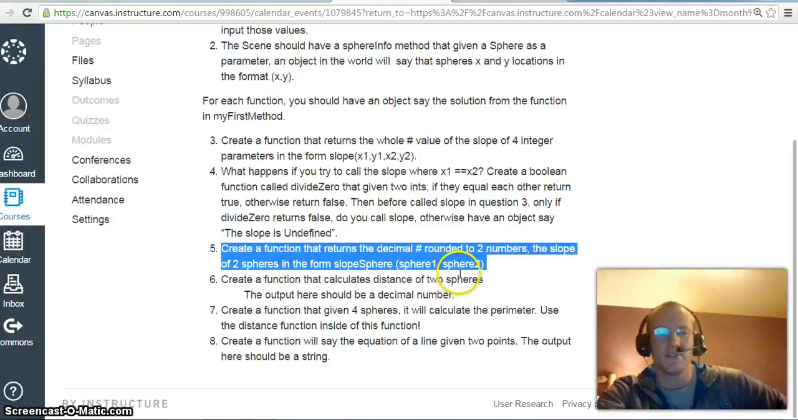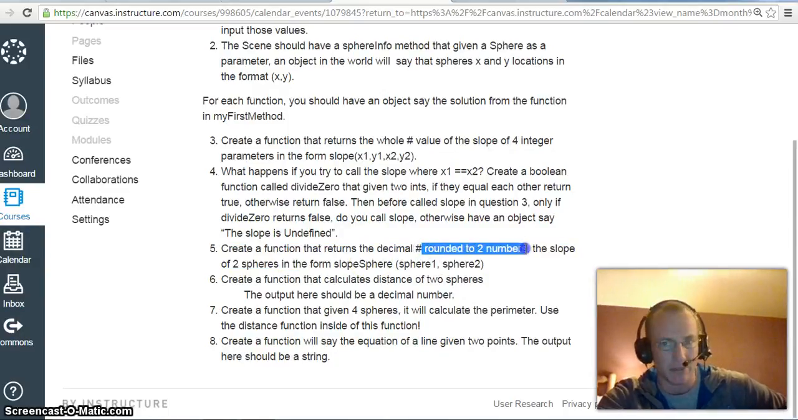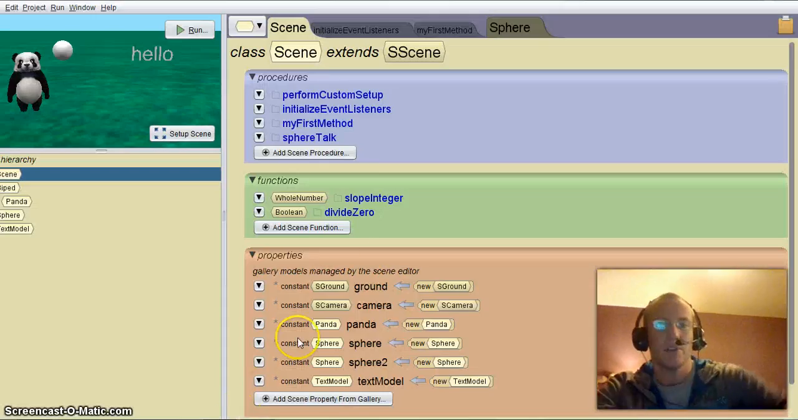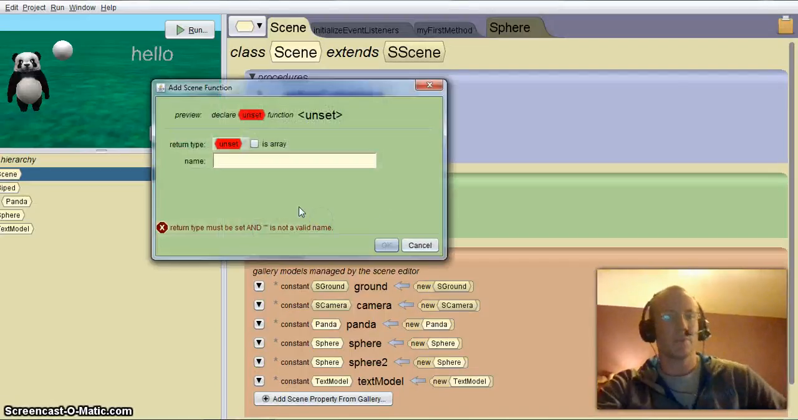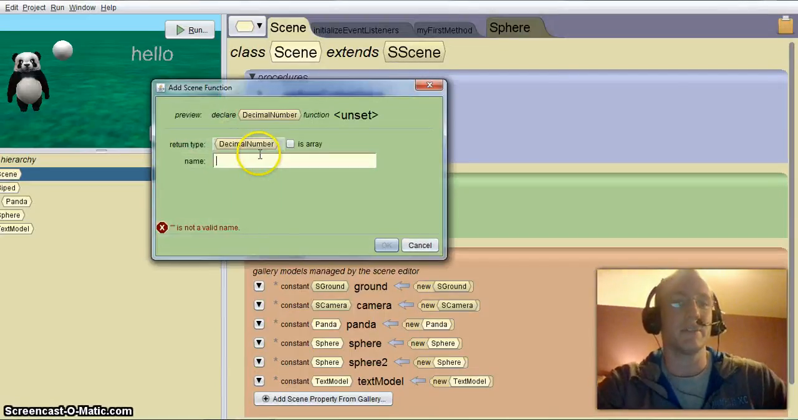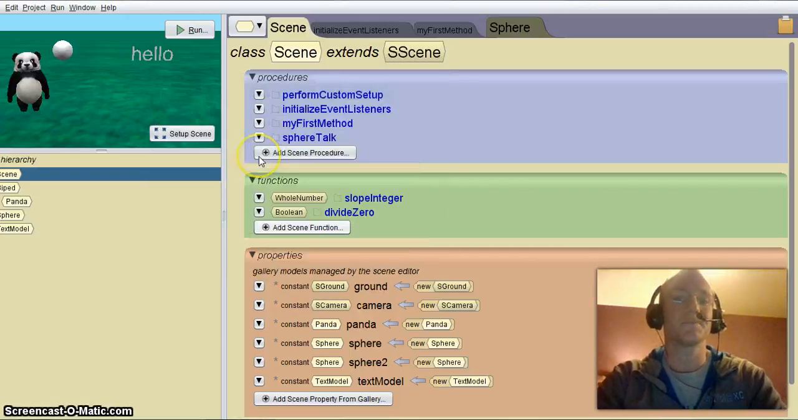Hi guys, in this video we're going to pick up on step number 5, which is quite a bit. It's a function that returns a decimal number and you need to round it to two numbers. Given two spheres, calculate the slope. So we are returning a decimal number and we can call it slope decimal.